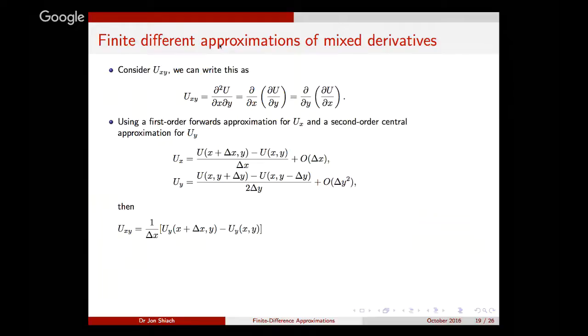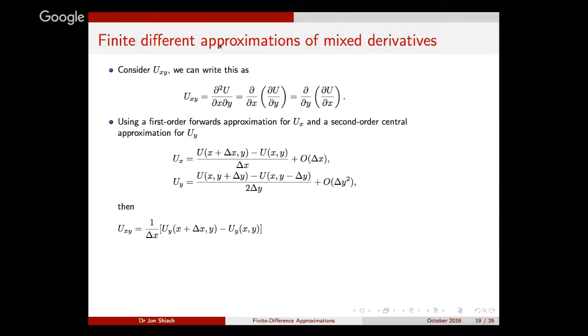So d2u dx dy, or partial u partial x partial y, we can differentiate with respect to one variable before differentiating with respect to the other. It doesn't matter which way around we do it. So for example, this means we differentiate u with respect to y, and then whatever we have, we then differentiate with respect to x. We'll get the same if we do it the other way around. The same applies for finite differences.